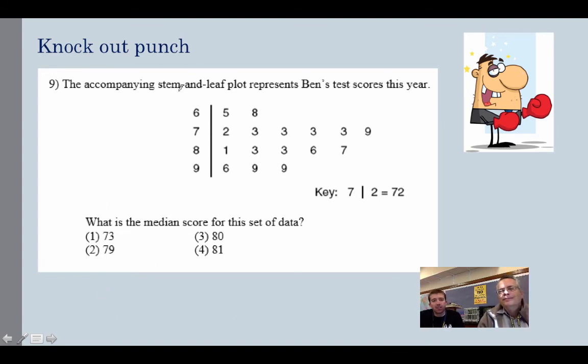All right, Mr. Miller. The accompanying stem and leaf plot represents Ben's test scores. So we're away from box plots now. Yeah. Got to remember back to the stem and leaves. I almost forgot all that. Okay, we want to know what's the median score for this data. I don't know.